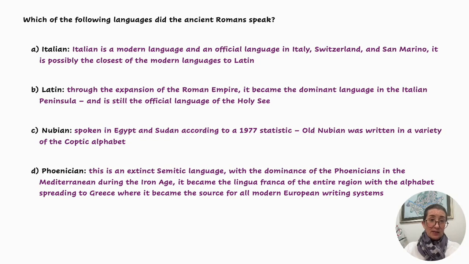Finally, Phoenician. This is an extinct Semitic language. With the dominance of the Phoenicians in the Mediterranean during the Iron Age, it became the lingua franca of the entire region, with the alphabet spreading to Greece, where it became the source for all modern European writing systems. So the answer here is Latin.